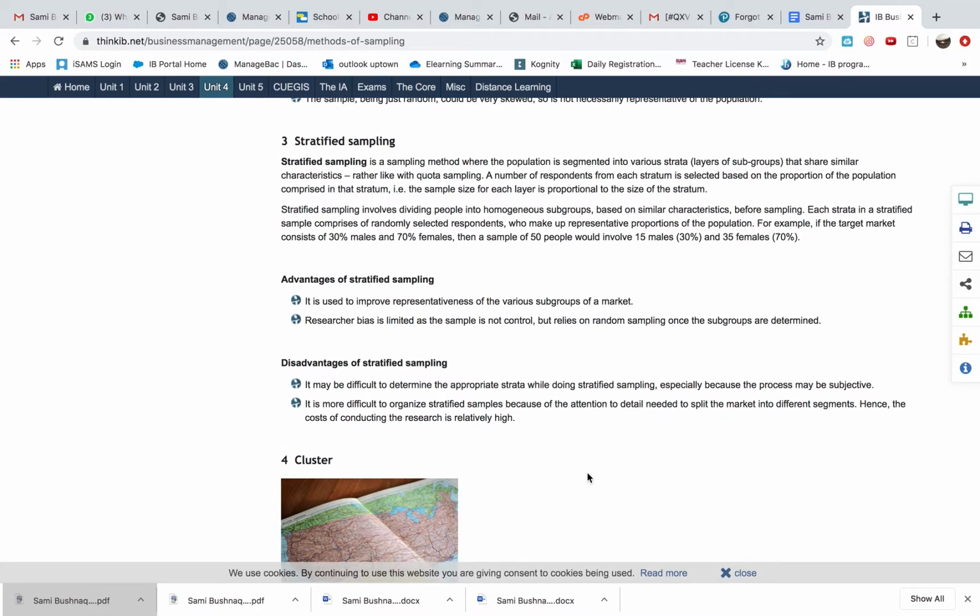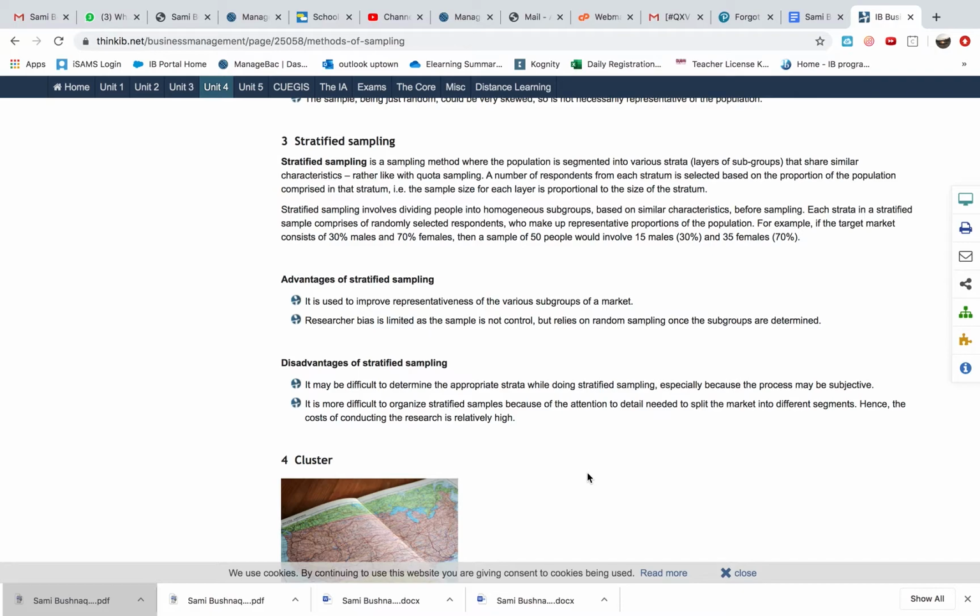Stratified sampling is number 3. Stratified sampling involves dividing people into homogeneous subgroups. So this is before sampling, right? So each strata has a sample. So pretty much it's the group of people who make up representative portions of the population. So for example, if the target market consists of 30% men and 70% women, then you would take a sample of 50 people that would involve 15 males and 35 females. So you do that beforehand.